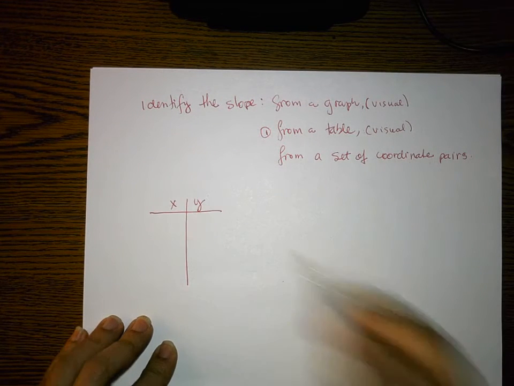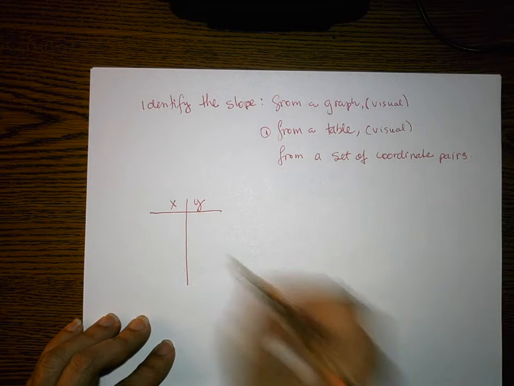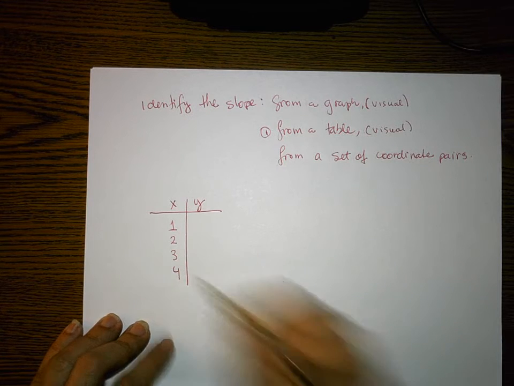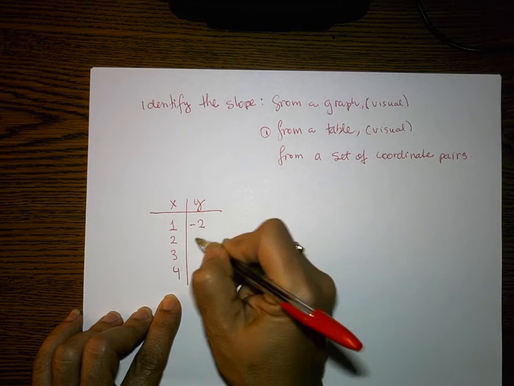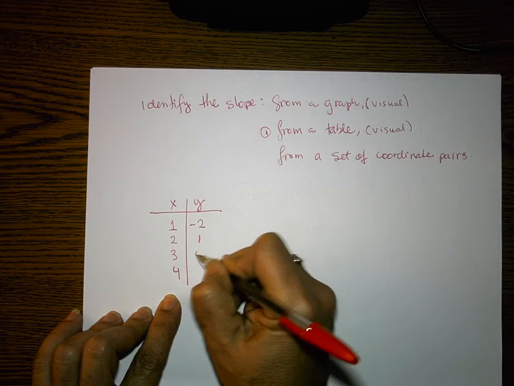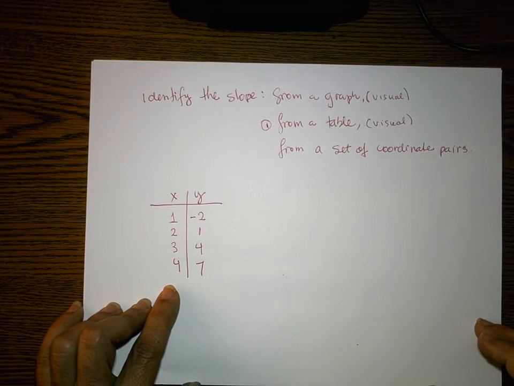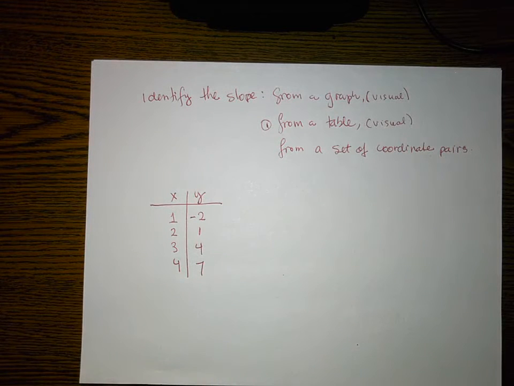x, y, and go ahead and write the same example as me, okay? So if I have 1, 2, 3, and 4 for x values, and we have -2, 1, 4, and 7. Okay, so those are my y values. Here are my x's, here are my y values. Okay, let's see if I can use 2 different colors here.